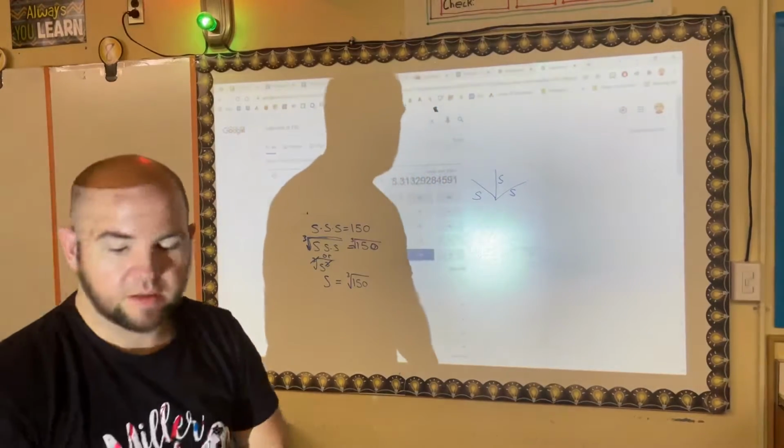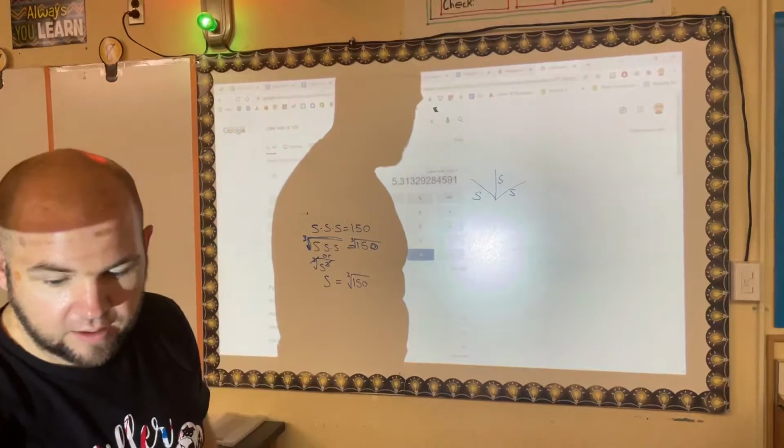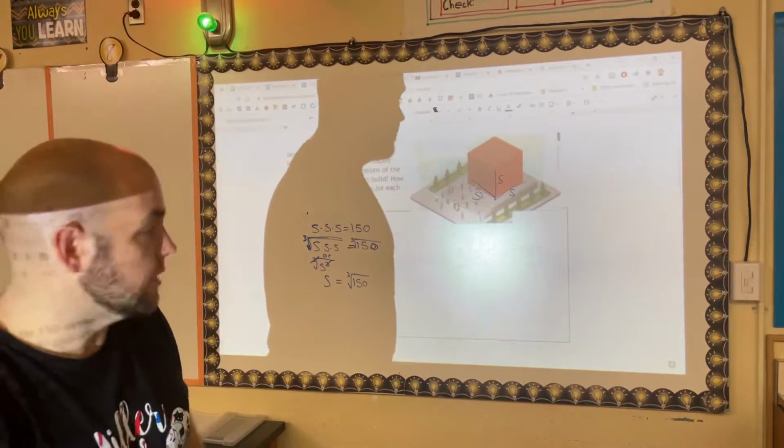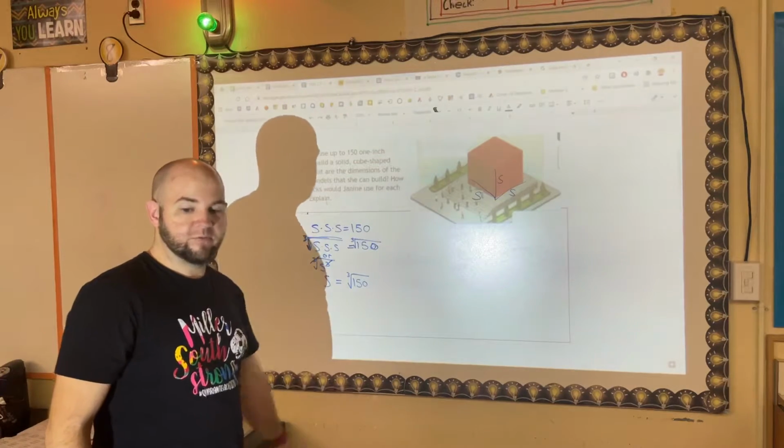So that gives me, you can see it there, it's 5.31, all of that. That is an irrational number. So I can leave it as the cube root of 150.